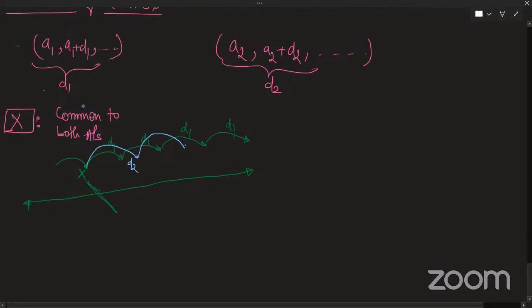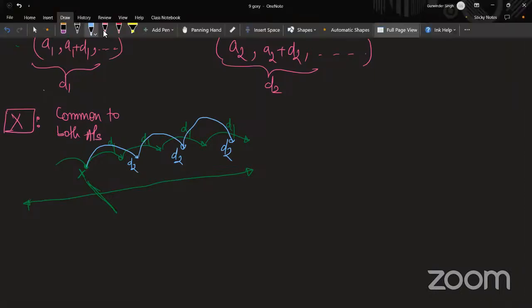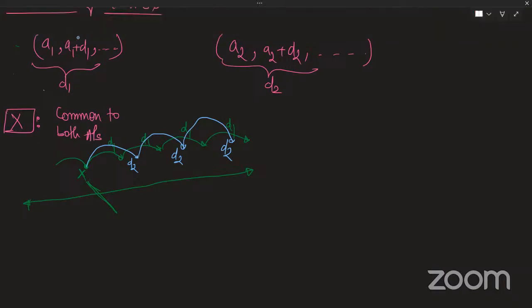It will take a jump of d2. So can you tell me what will be the next point where both APs intersect? You have learnt about the concept in your earlier classes, if you remember it clearly. See, two people are jogging, and they meet at a common point. One takes a step of d1, the other takes a step of length d2. So can you tell me where do they intersect again?